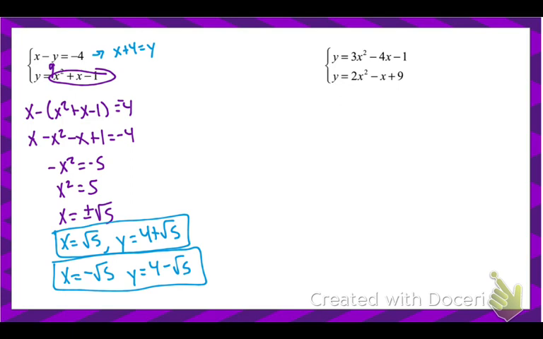You can either write them that way, or you can write them as an ordered pair. It's up to you. But what you can't do is just write, here's all the x's and here's all the y's. You need to make it clear which x goes with which y.